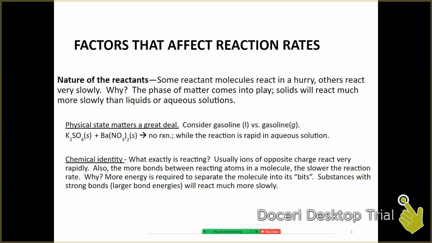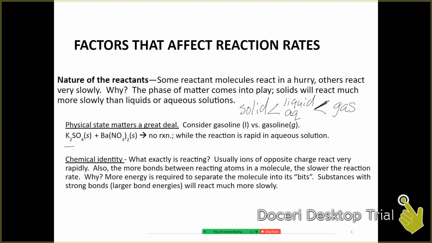So if we think about the different phases, a solid is going to have the lowest kinetic energy, so it's going to have the least possible collision. So it's going to be slower than something that's a liquid or aqueous, and that's going to be a little slower than gas. So in the same order as their particles' kinetic energy, that's also going to affect their rate of reaction.